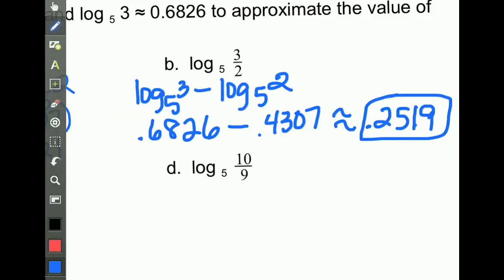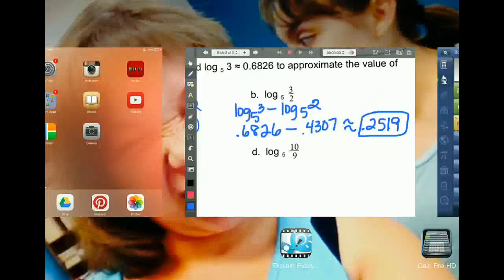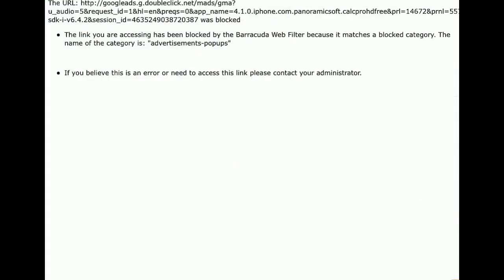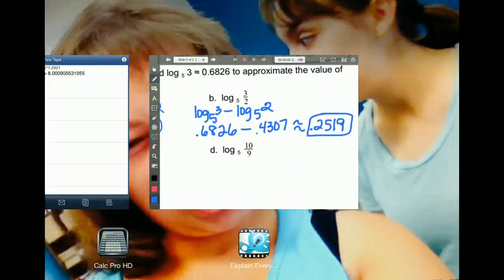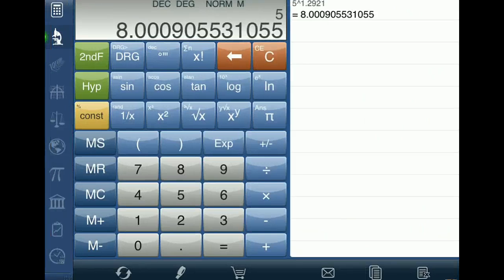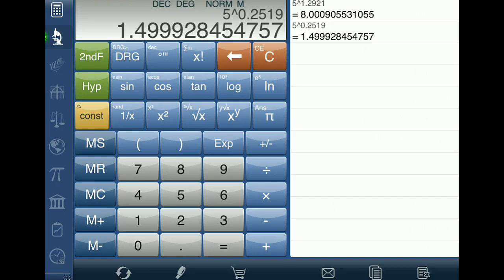So 5 to the, I forgot what it was, go back, 0.2519. 5 to the 0.2519 gives 1.4999, that rounds off to 1.5. So that's a legit answer, okay?